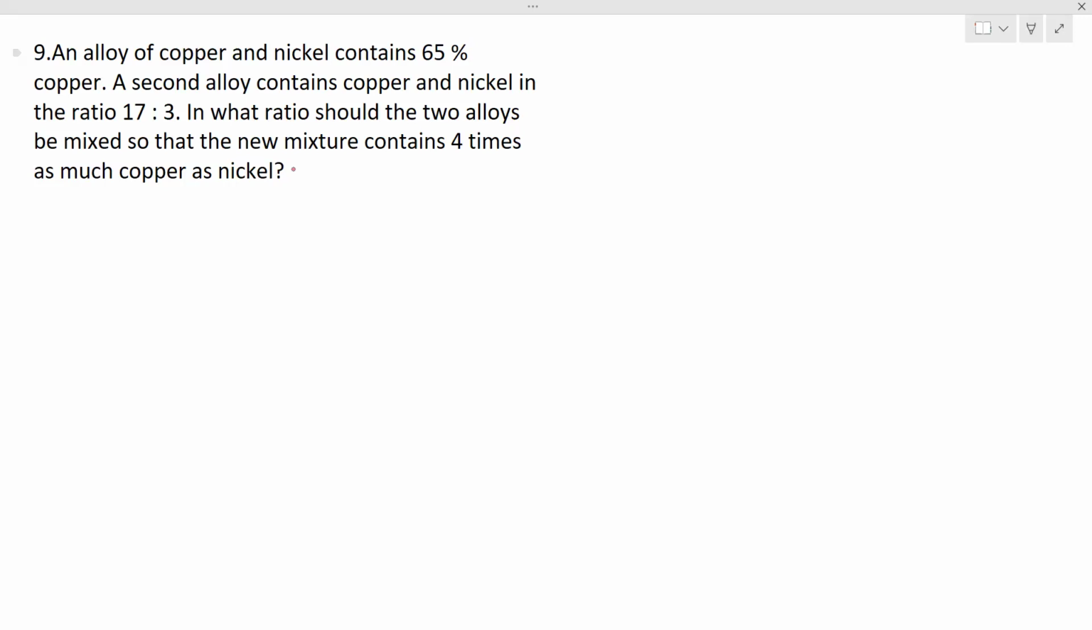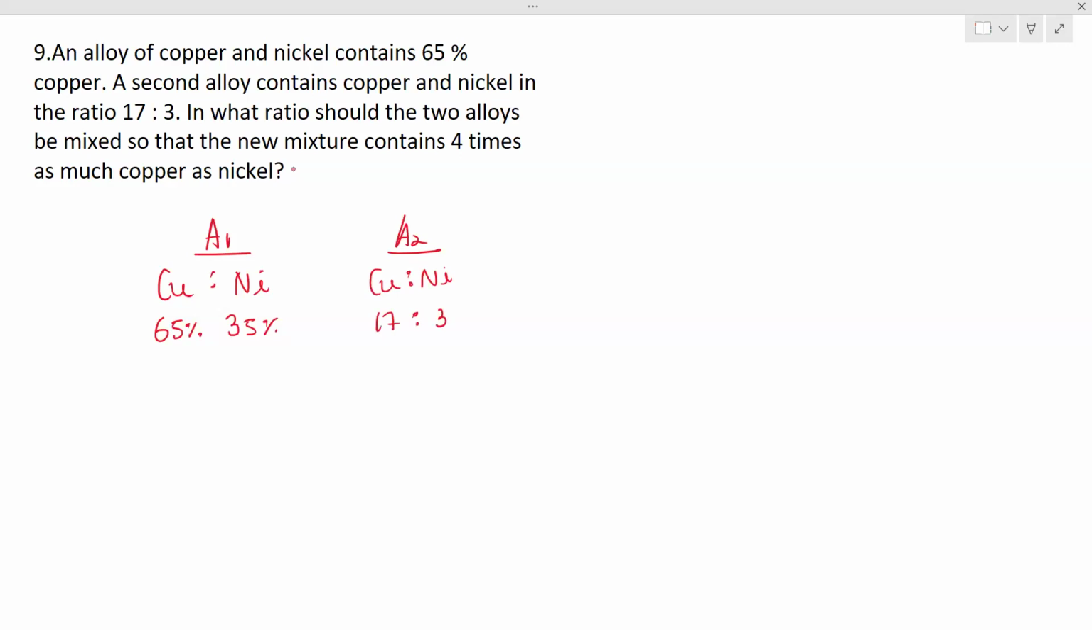An alloy of copper and nickel contains 65% copper. I'll write alloy 1. It has copper and some nickel. You need not write all these steps when you try to solve the next question, but for understanding purposes, I'll do it for you. Copper is how much? 65%. Nickel is how much? 35%. A second alloy contains copper and nickel in the ratio 17 is to 3. There is also another alloy. It contains copper and nickel in the ratio 17 is to 3.